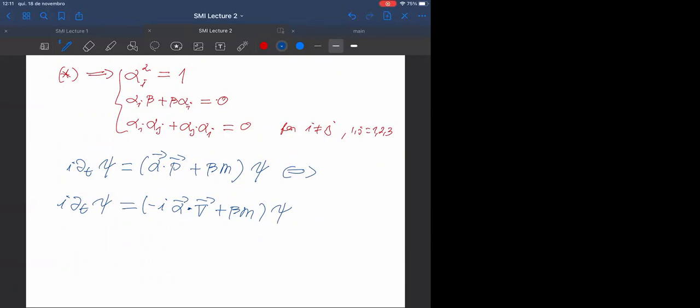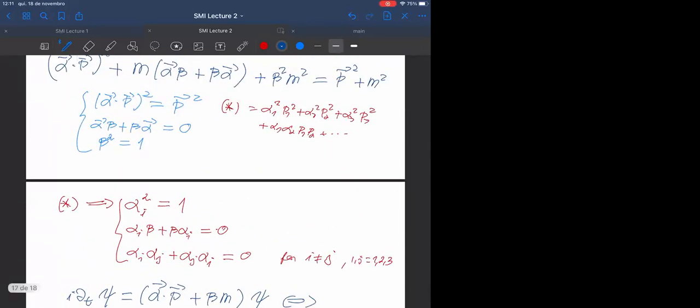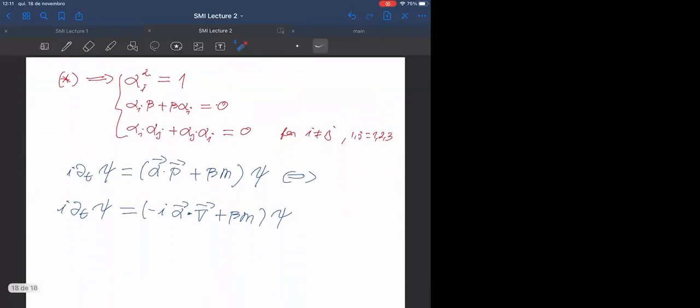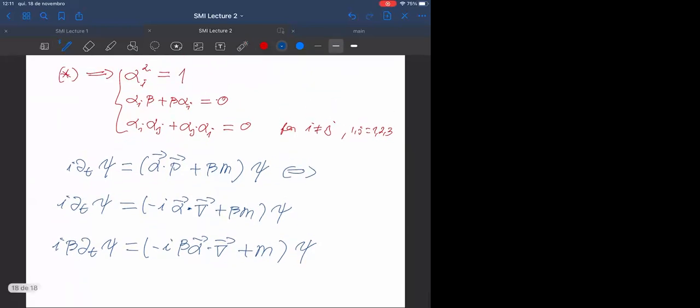And now we can multiply by beta. Recall that we have some properties here that we can make use of. We have this property that beta squared is equal to 1. So we can rewrite this in the following way: i beta ∂t psi is going to be equal to minus i beta alpha gradient plus m, because I'm multiplying by beta from the left, so beta squared is the identity.